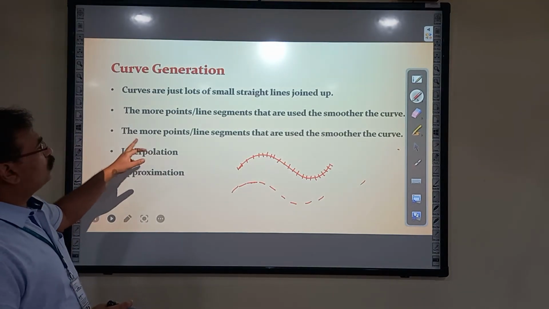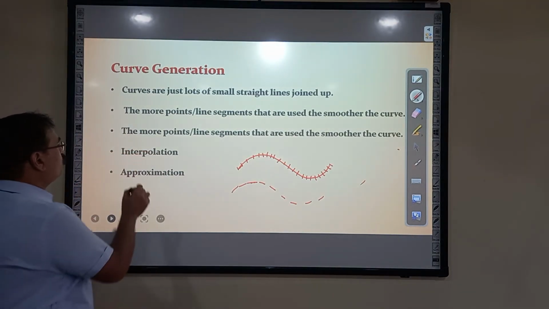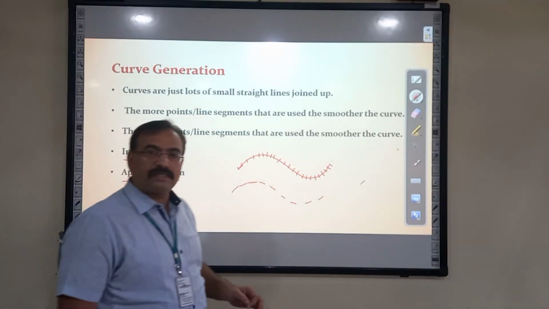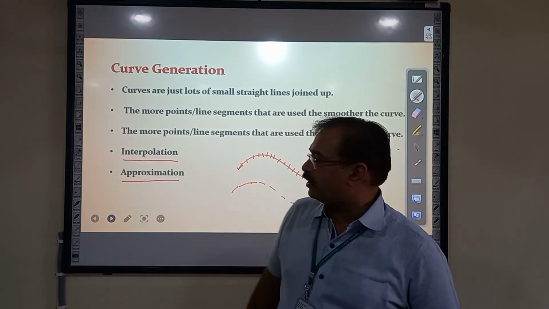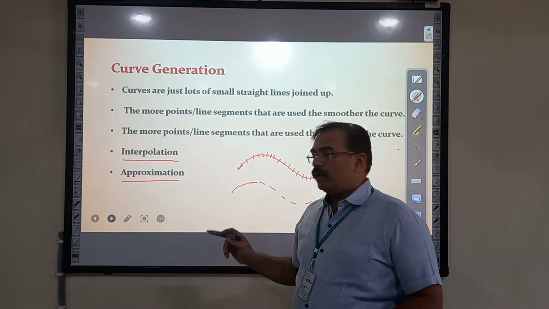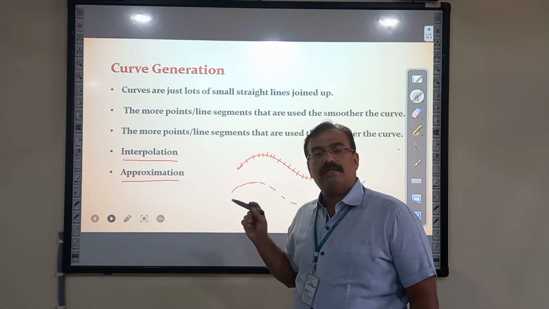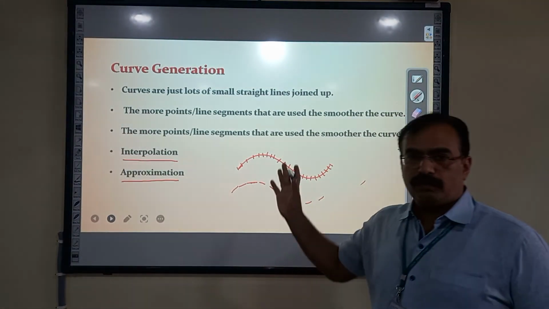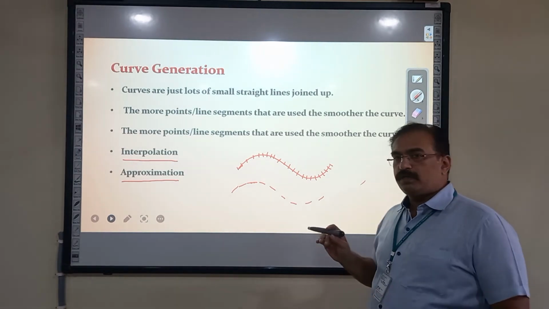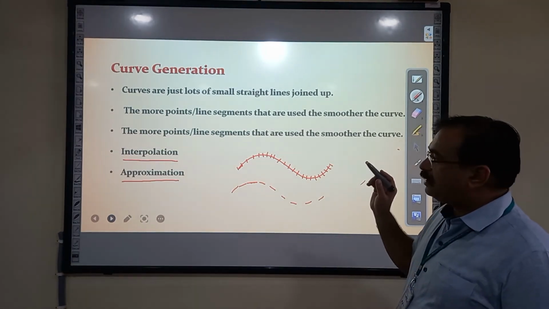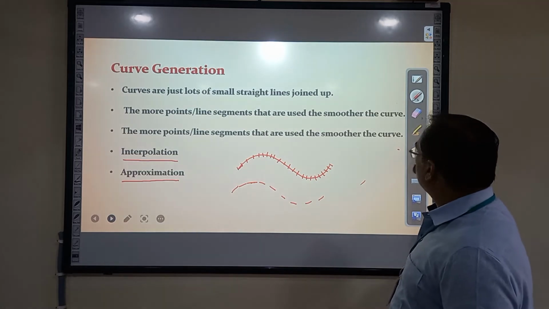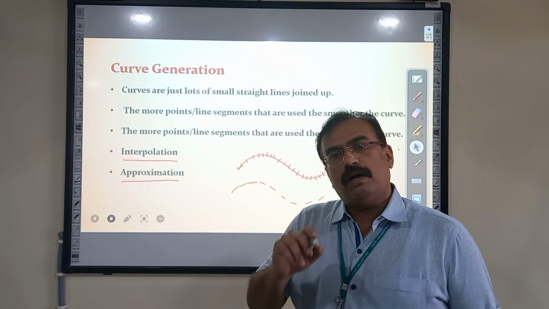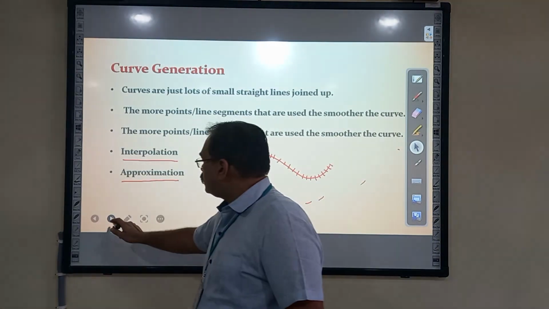There are two methods of generating a curve. One is called the interpolation method, second is called the approximation method. In interpolation, we expect that the curve must pass through every data point. Just now we have seen the image. In interpolation, we expect that the curve must pass through each data point, whereas in approximation, we take those data points as control points.